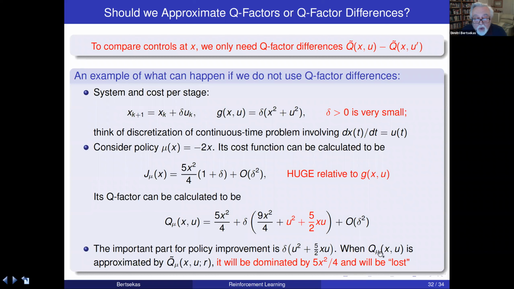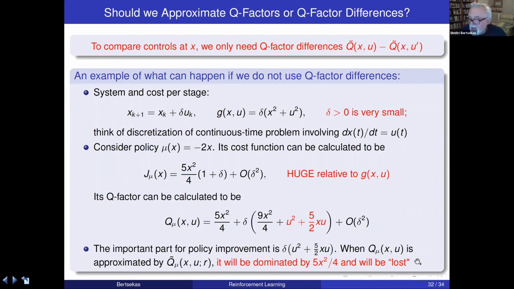However, when we take this Q factor and we approximate it with a Q tilde approximation architecture, like with a neural network, the neural network is going to try to mimic this part. It's going to wash out, neglect, essentially nip in the bud, this part here, because it's just noise relative to this. So when we make an approximation of this Q factor, then the approximation is going to be dominated by this part here, and the important part, the red part, is going to be lost. So the method is going to fail utterly.